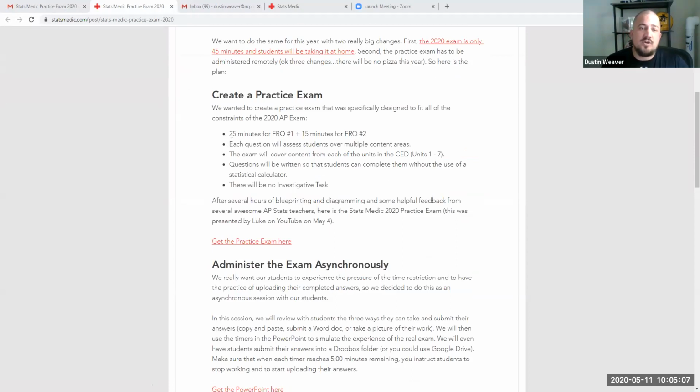So this year you're going to have a 25-minute free response question number 1 and a 15-minute free response question number 2, and each question goes over multiple content areas, and it will cover content from each of the units, from units 1 through 7. And questions are going to be written so that students can complete them without the use of a statistical calculator. You may use a calculator, but you may not need to, is what they're saying, just in case. And there's no investigative task. That means there's no really long problem at the end that there typically was in previous AP Stats exams.